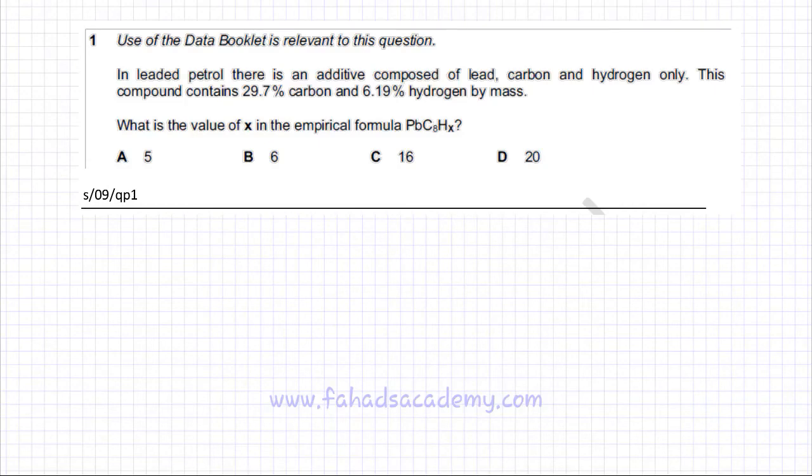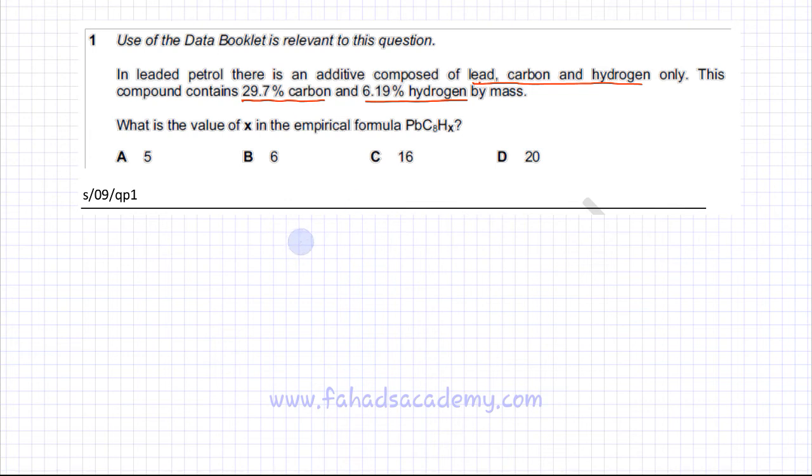The following question is about moles and empirical formula. The question states that in leaded petrol there is an additive composed of lead, carbon, and hydrogen. So the compound has lead, carbon, and hydrogen, and this compound contains 29.7% carbon and 6.19% hydrogen by mass. So you're given the percentage composition by mass.